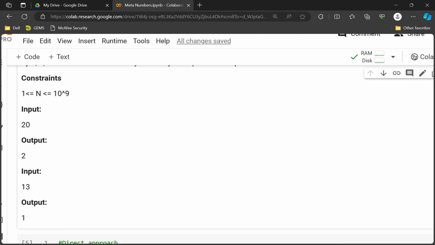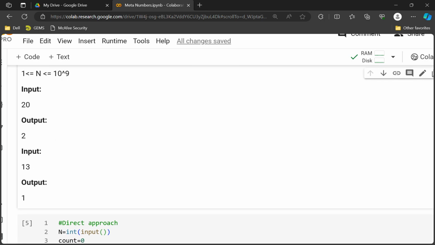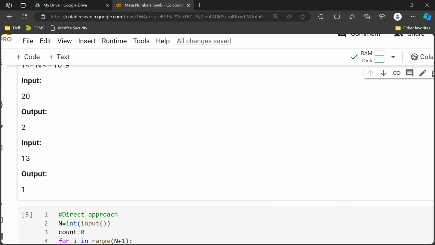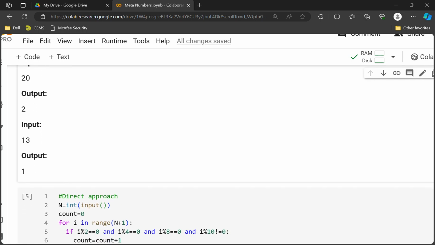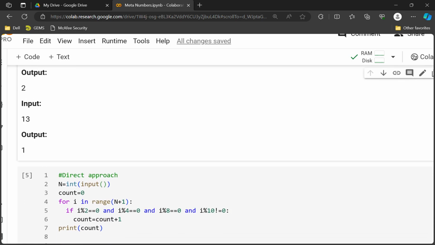The sample inputs are given like 20, n is 20. The meta numbers in the range 1 to 20 are 8 and 16. So that's why the output is 2. Then for another input 13, the number of meta numbers in the range 1 to 13 is 1. So 8 is the only meta number in the range 1 to 13. So that is the understanding here.